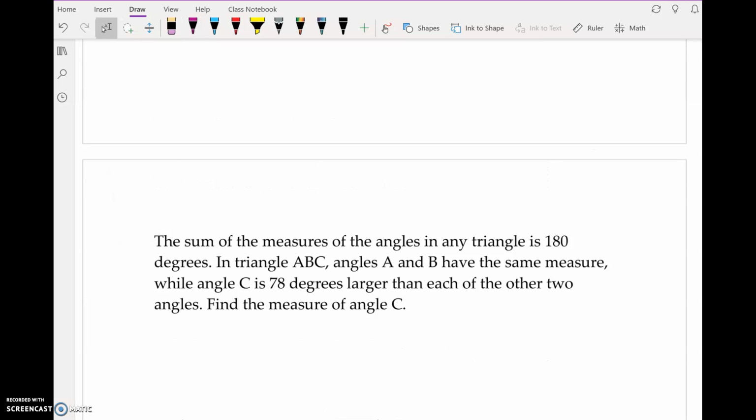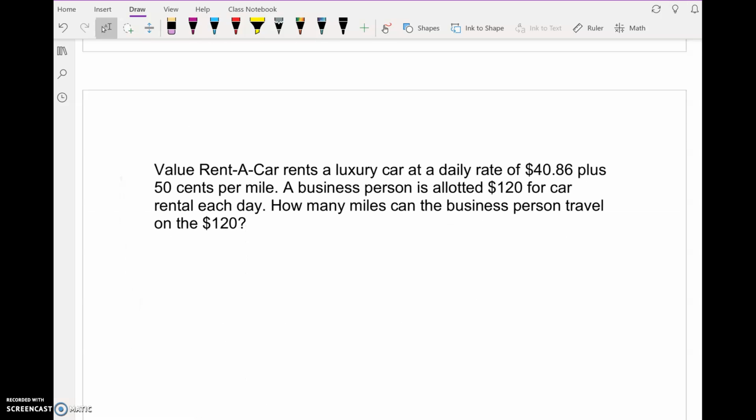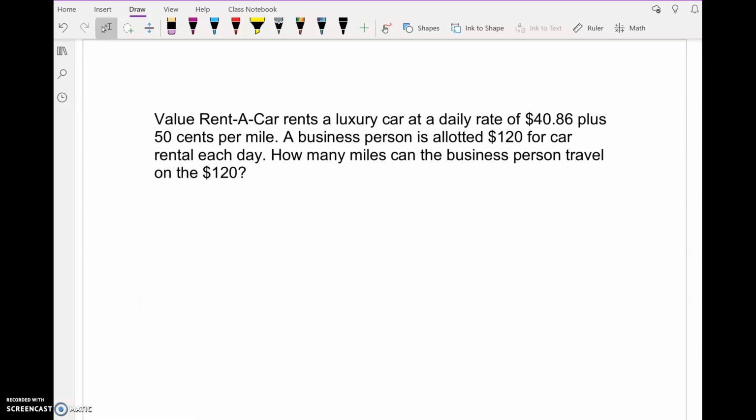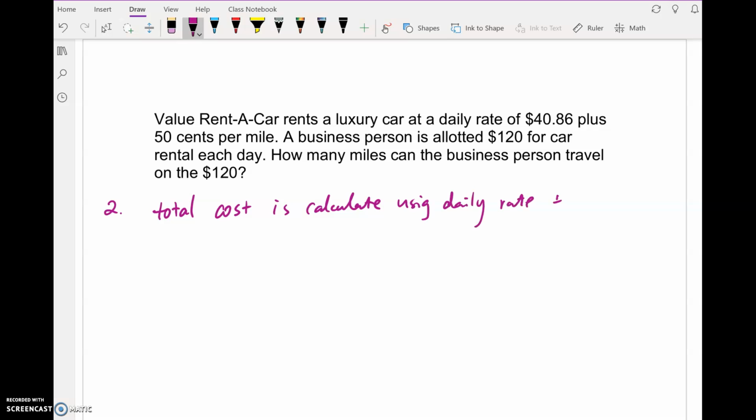Okay, so the first question we have is the rent a car one. The story is basically talking about the total cost for rent a car is calculated using the daily rate and the mile. So the question is asking for how many miles?